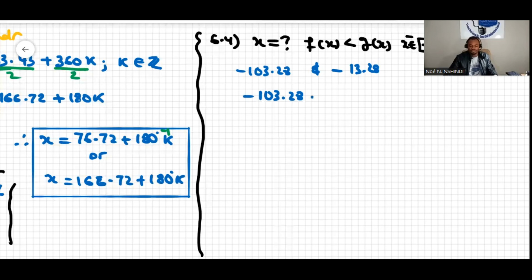So the value of x will be from -103.28, so we can say lesser than x, and then lesser than negative 13.28. You can write like that, or you can also use the interval notation, not square brackets but round brackets, negative 103.28 to negative 13.28, because the question clearly says lesser than, meaning where they're equal is excluded, not part of the interval. Thank you.